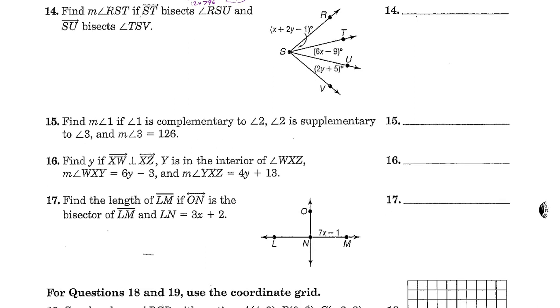Okay, so find the measure of angle RST if ST bisects RSU. So that means this angle and this angle are the same. And SU bisects TSV. Oh, well, that means this angle equals this angle. So by the transitive property, all three angles are equal to one another. Okay, so what do we want to set up first?